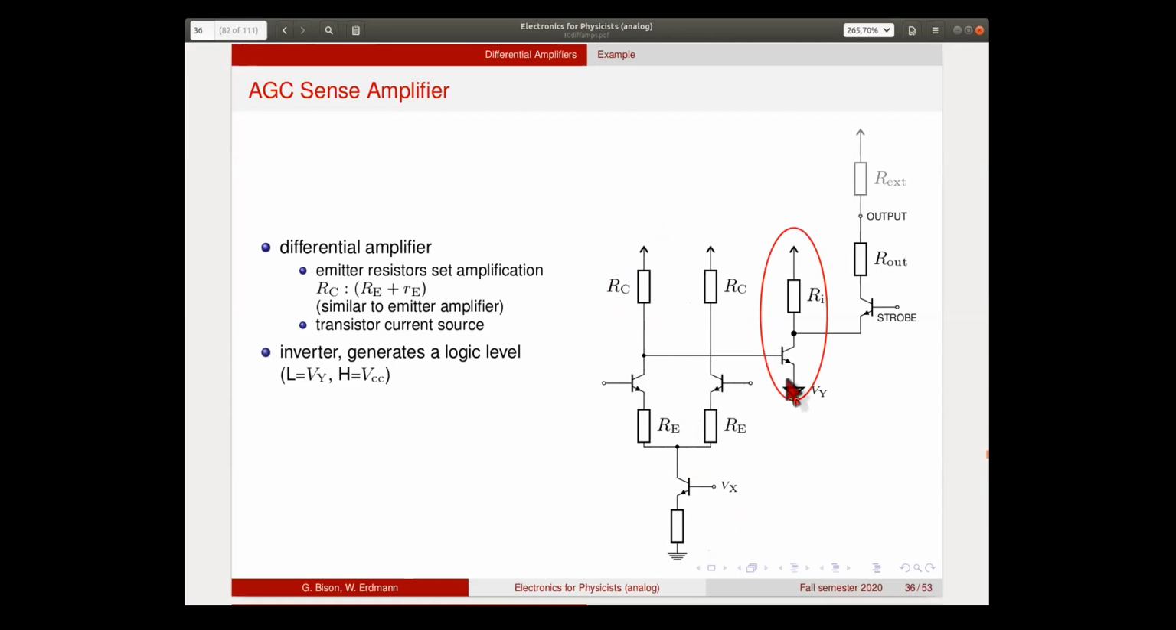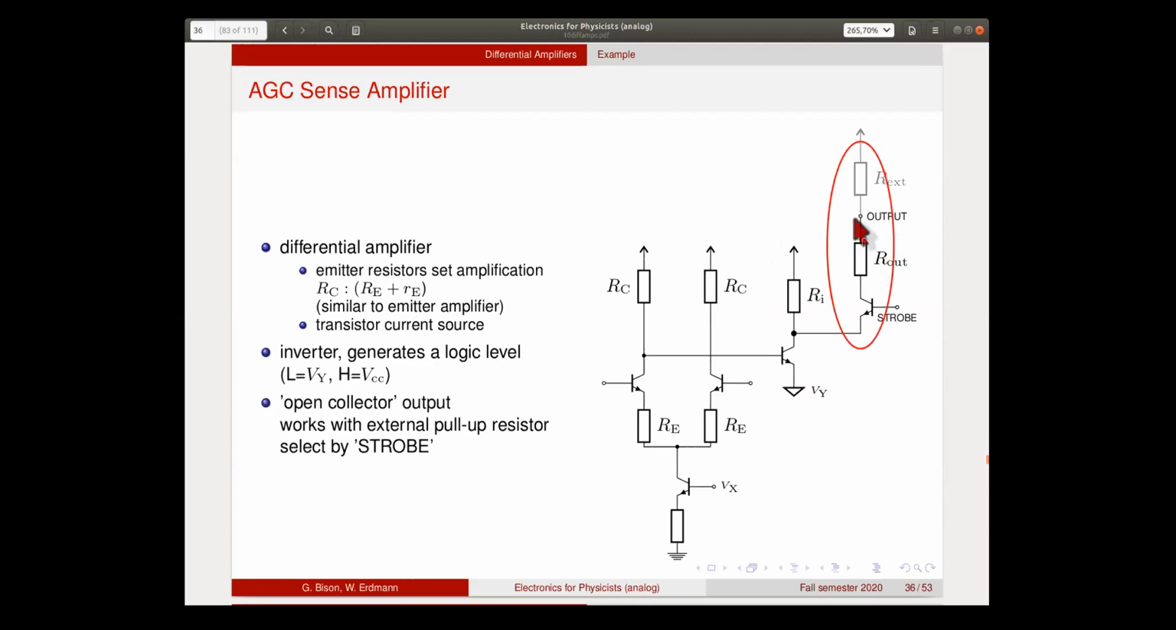The next step here is this one, which looks like a common emitter amplifier, but it's actually used as a logic gate, because the amplification here is large enough that whenever you see a signal, it basically runs immediately into saturation. So this creates not a proportional output, but it runs into saturation, and hence generates a logic level. So when it's high, it runs into the supply voltage. When it's low, it goes down and creates basically a zero, or this Vy.